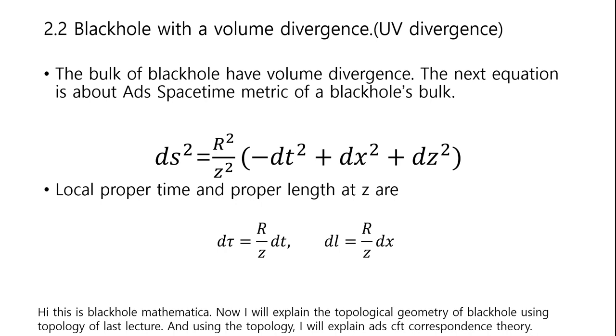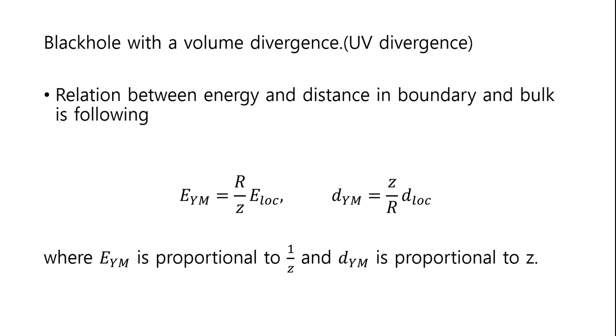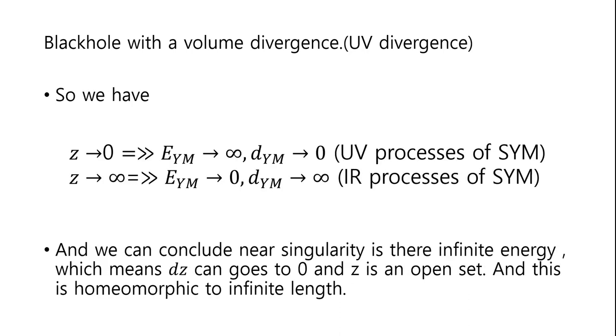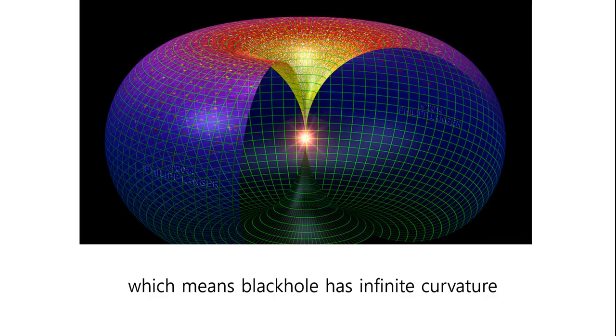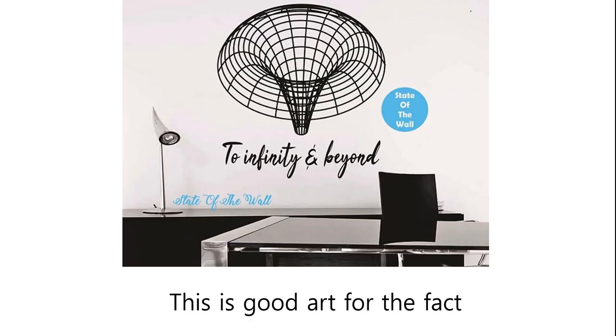Local proper time and proper length at C are like this. The relation between energy and distance in boundary and bulk is as follows: Yang-Mills energy is proportional to 1 per z, and Yang-Mills distance is proportional to z. So we have these relations, and we can conclude near the singularity there is infinite energy, which means dz can go to 0 and z is an open set, and this is homeomorphic to infinite length. So we showed UV divergence, which means the black hole has infinite curvature.